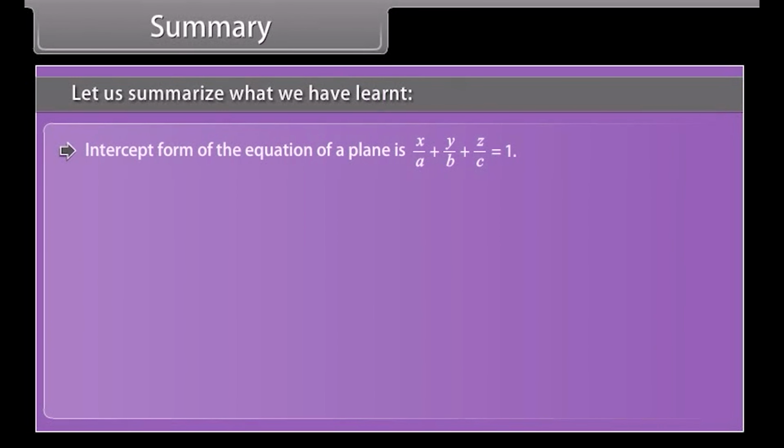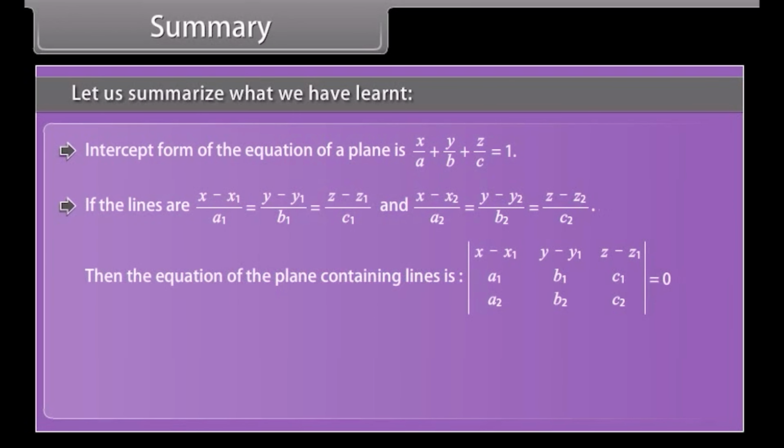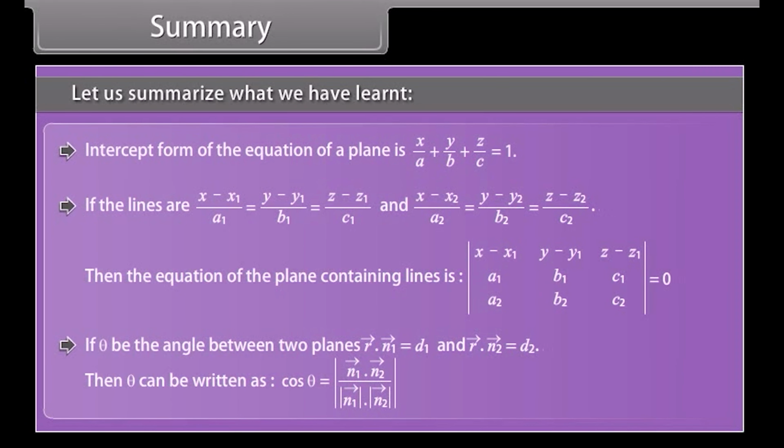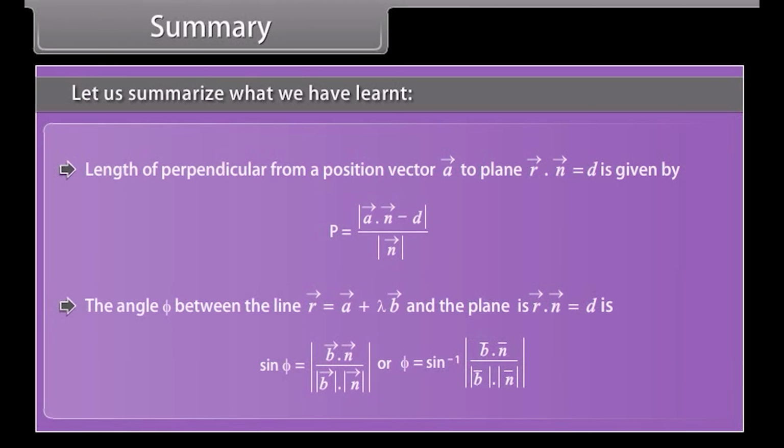Intercept form of the equation of a plane is given by. If the lines are given, then the equation of the plane containing the lines is given by. If theta is the angle between two planes, then theta can be written as. The length of perpendicular from a position vector A to a plane is given by. The angle phi between the line and the plane is given by.